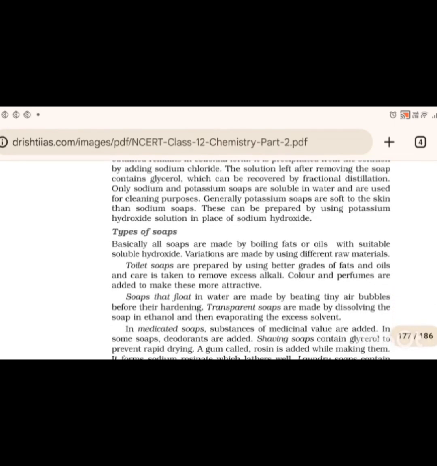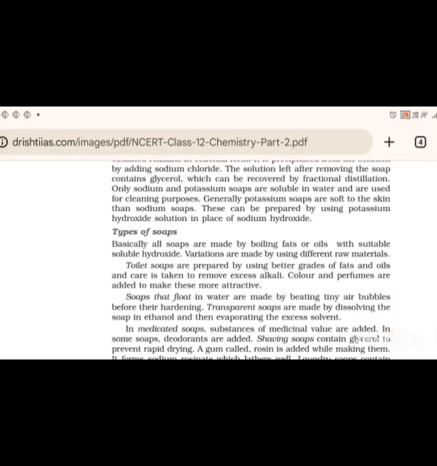In this reaction, esters of fatty acids are hydrolyzed and the soap obtained remains in colloidal form. It is precipitated from the solution by adding sodium chloride. The solution left after removing the soap contains glycerol, which can be recovered by fractional distillation. Only sodium and potassium soaps are soluble in water and are used for cleaning purposes.